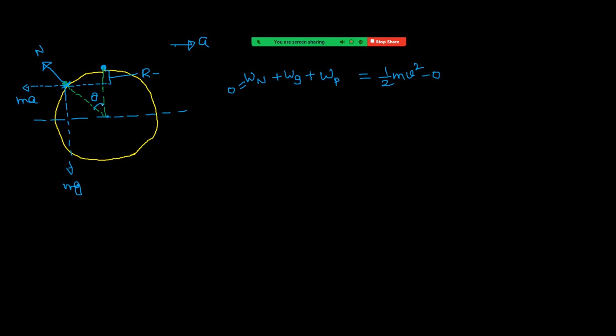Initially height r, now height is r cos theta. So displacement component along vertical r minus r cos theta. Okay, substitute here mg into r into 1 minus cos theta. That is work done by gravity. Next, by pseudo force ma into r sine theta. That is equal to half mv square. So remain just calculation part.